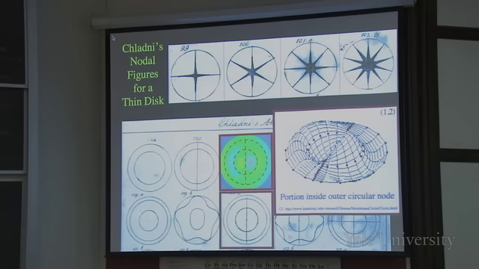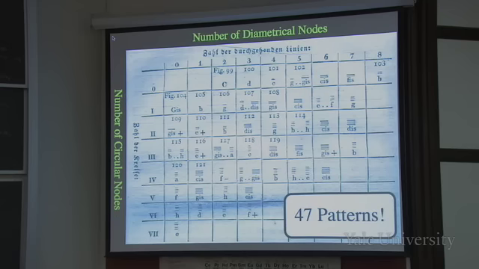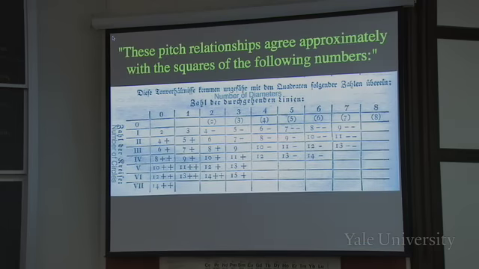Now, Chladni was interested in sound, right? So he found what pitch each of these different patterns corresponded to. So this table shows the number of diameters that are nodes, the number of circular nodes, and what pitch it corresponds to. And the little lines mean it's a little sharp or a little flat, something like that. For example, the one with 2 diameters and no rings is the pitch C. Got the idea? So then he tried to figure out if there's a mathematical relationship among these things. Those were 47 patterns that he observed there.